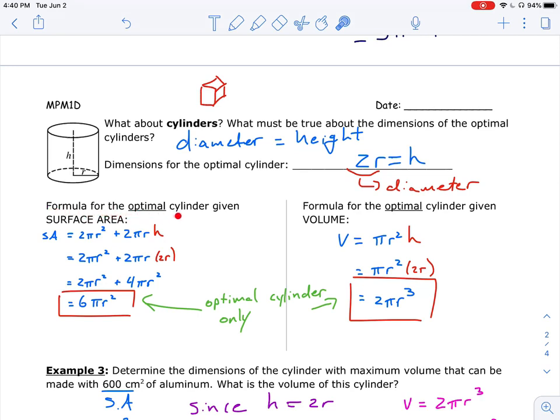So formula for optimal cylinder given surface area. So if I'm looking for surface area, I know that I need to calculate 2 pi r squared, right? That's the base.